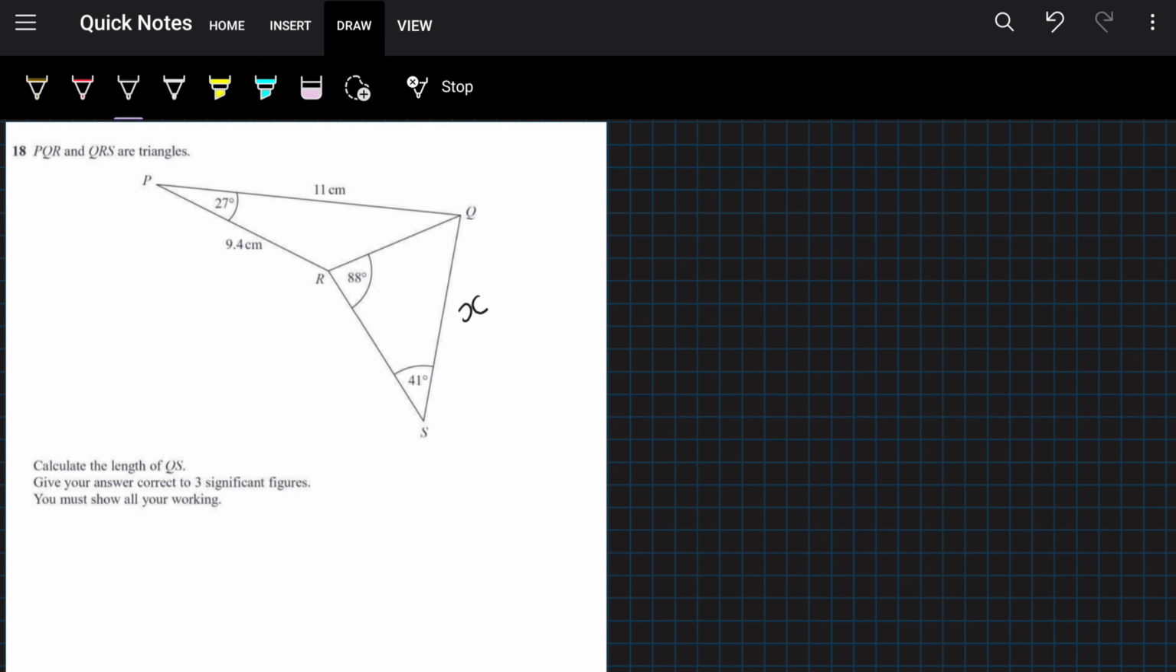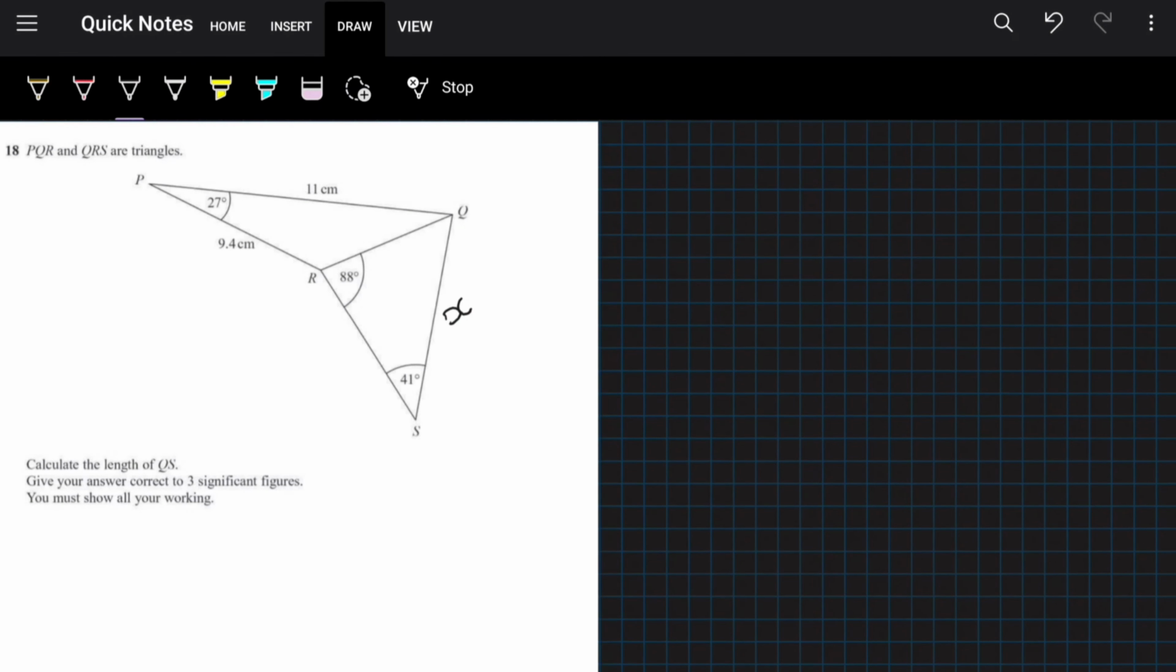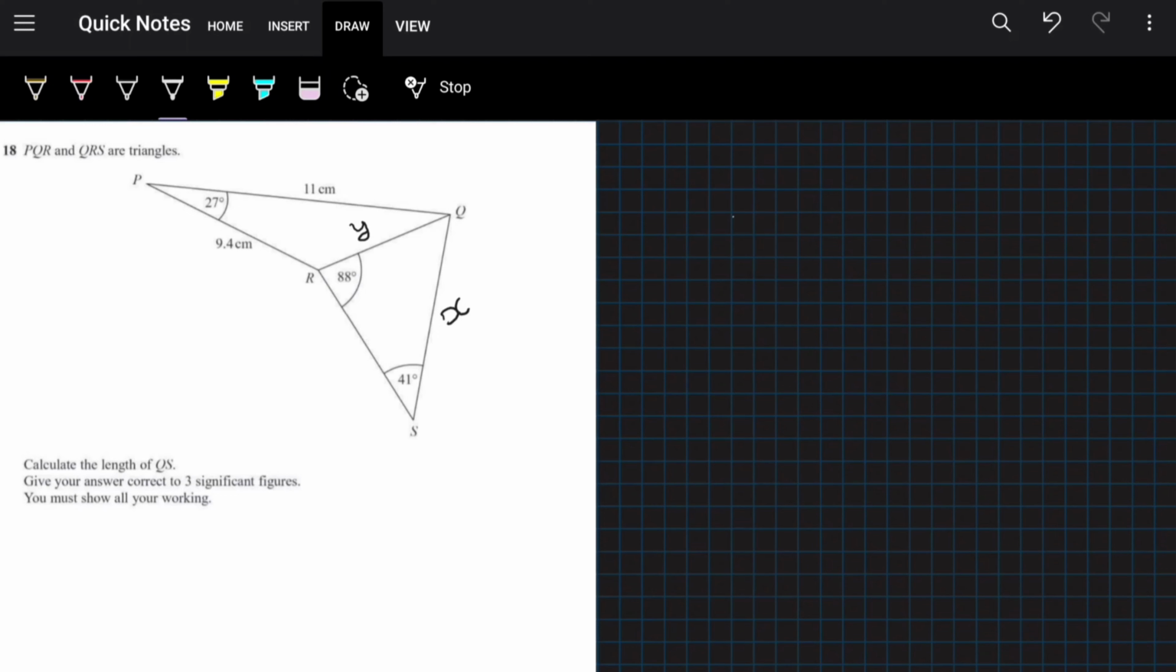Okay, so you can see, if we know this length, let's call it y, then we can use the sine rule and find x, right? But we don't know what y is, so let's find out what y is first, and then we can work out what x is, right? So to calculate y, we will use the cosine rule.